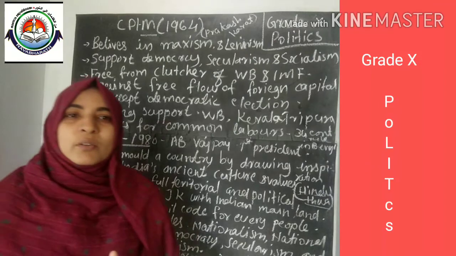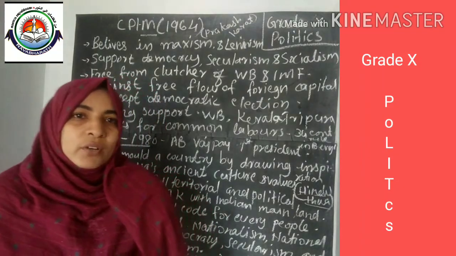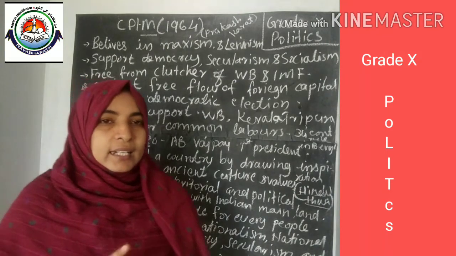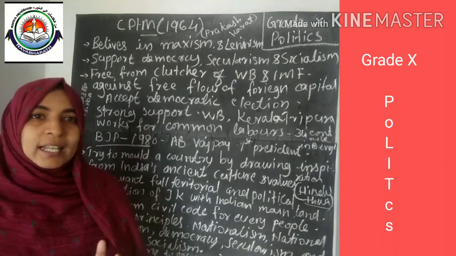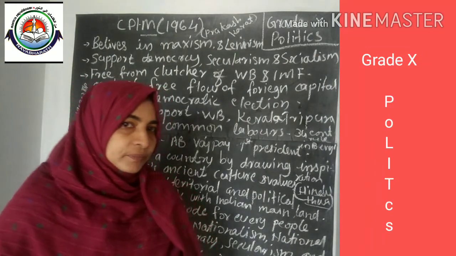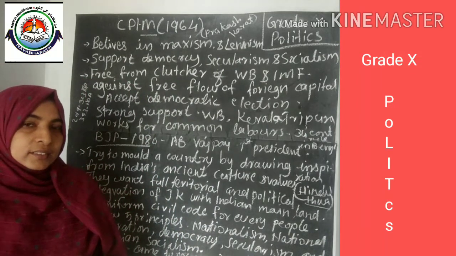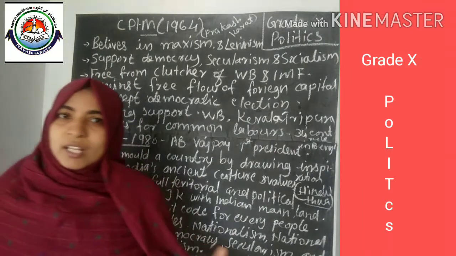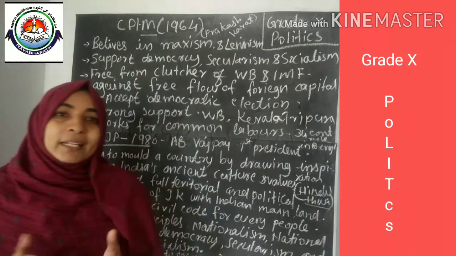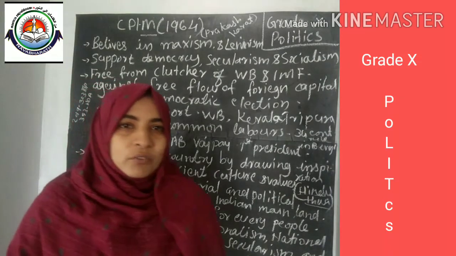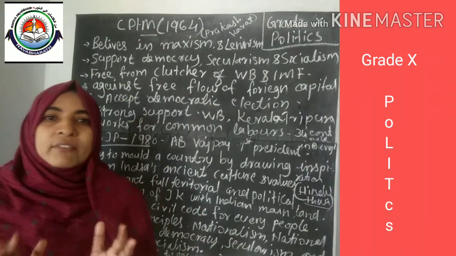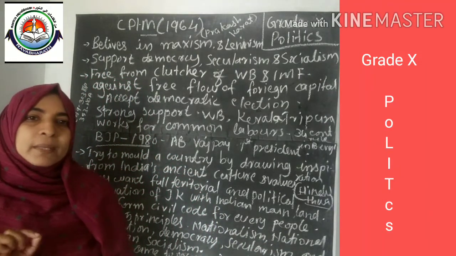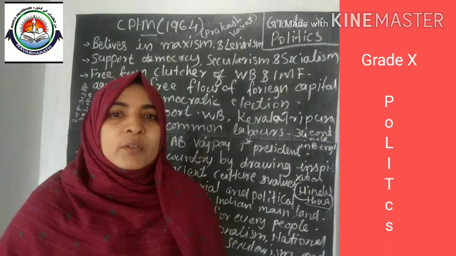Then a uniform civil code for every person, regardless of religion, region, gender, creed or caste. They suggest a uniform civil code for every person, which others are against. In our country, we have the right to follow any religion. We are living in a secular country. But if a uniform civil code is implemented, every Indian citizen needs to follow a particular civil code laid down by our government.